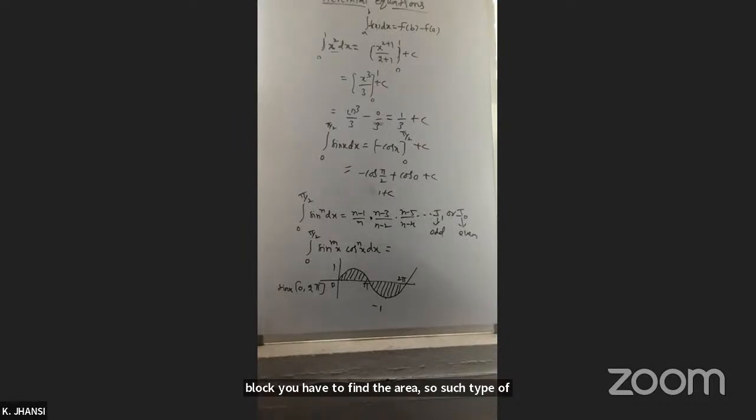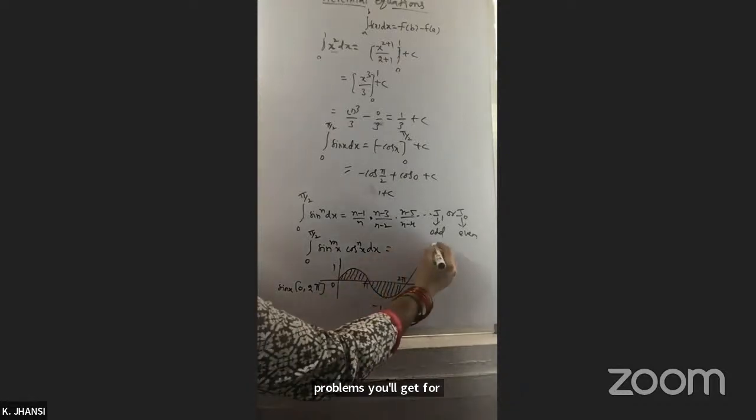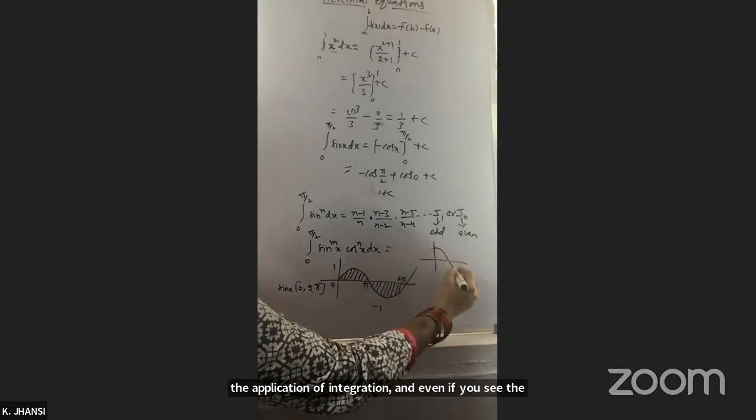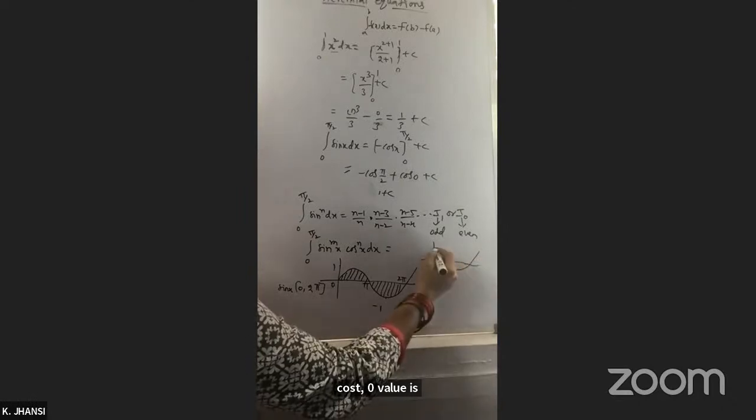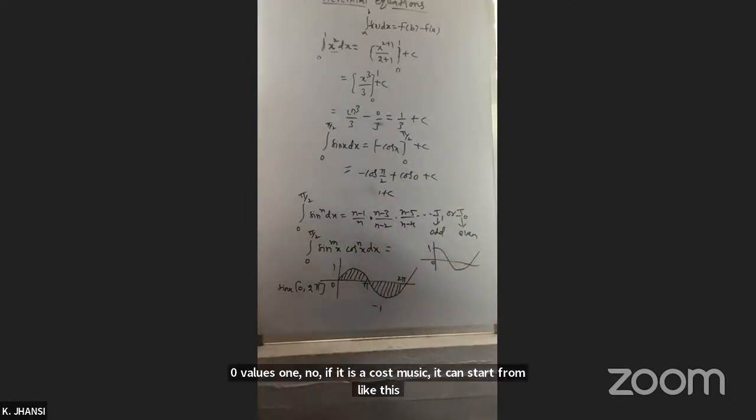And even if you see the cos 0 value is 1, no? If it is a cos, it will start from like this. Here cos 0 value is 1, no? So the graph will be starting from there.